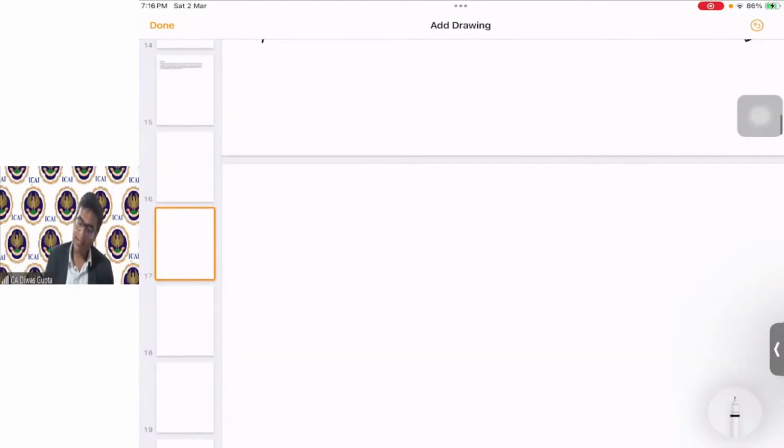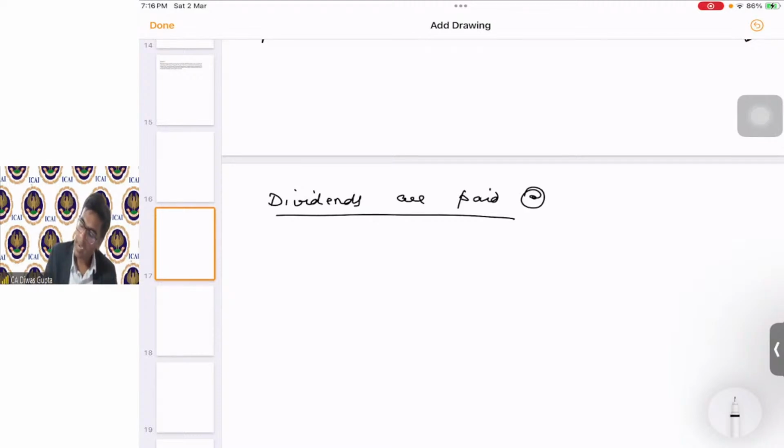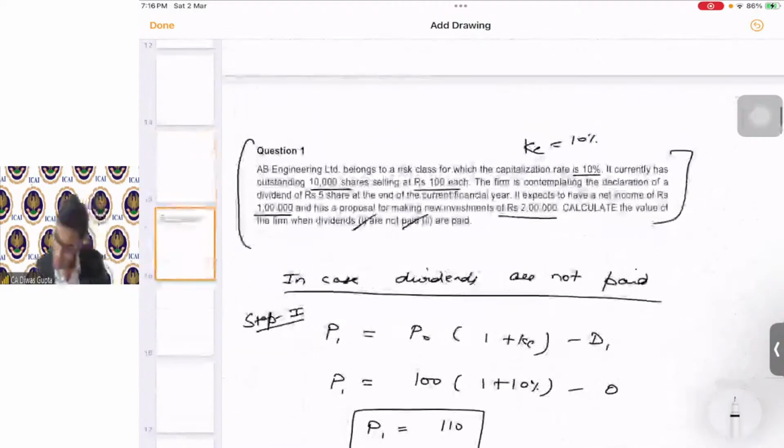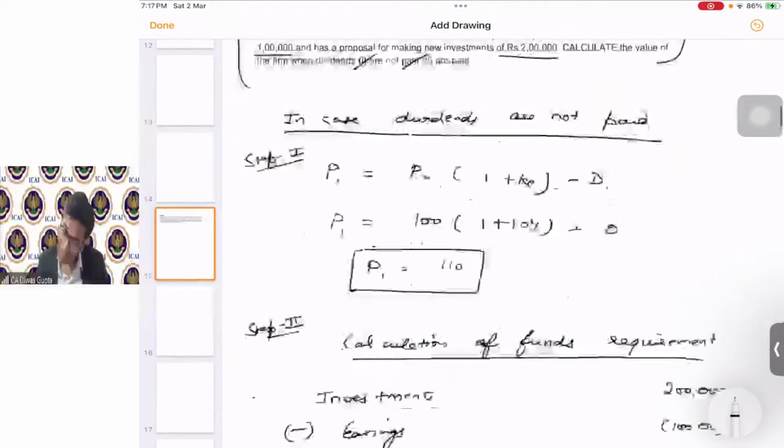Now let's take case number 2, where dividends are paid. What is the dividend payment at the rate? At the rate 5 rupees per share.